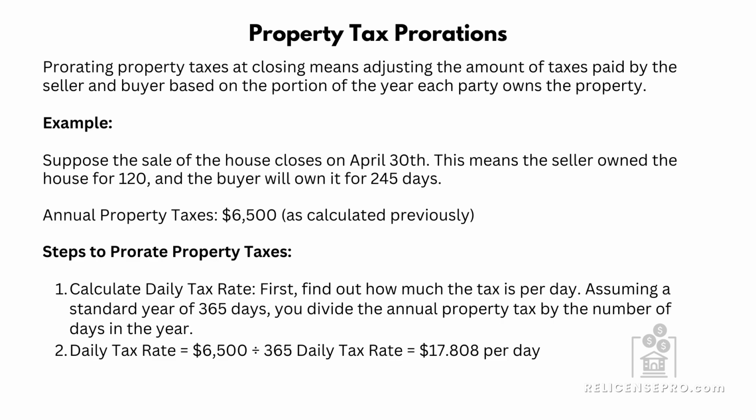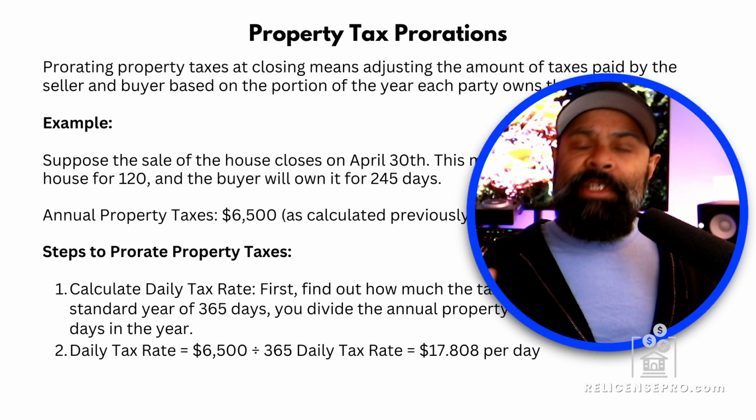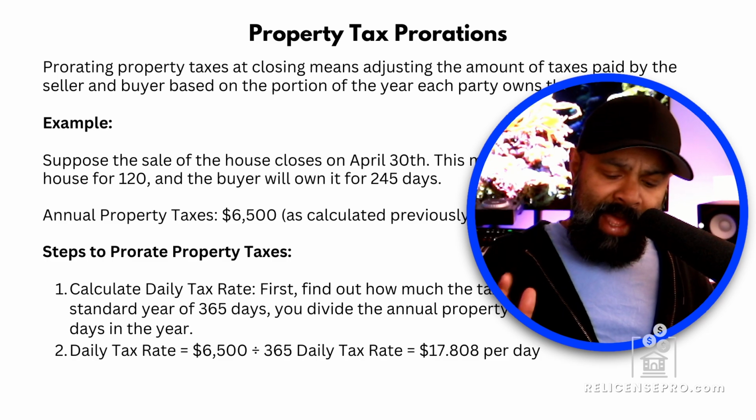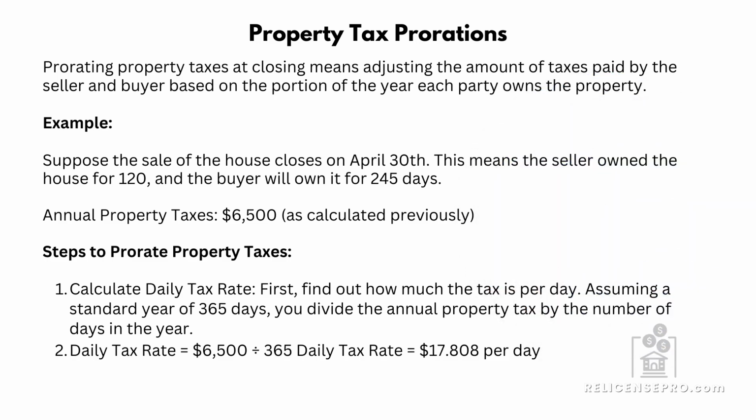Now the steps to prorate property taxes. Number one, we calculate the daily tax rate. First find out how much the tax is per day. We have to be able to break it down. The test will give you 365 days or 360 days, 30-day months. It'll tell you what to do so you understand how to go about it.